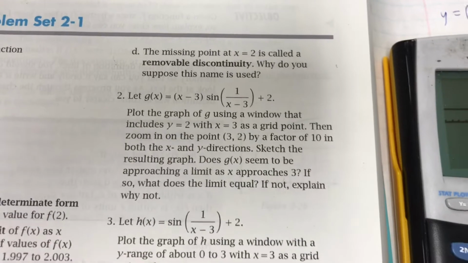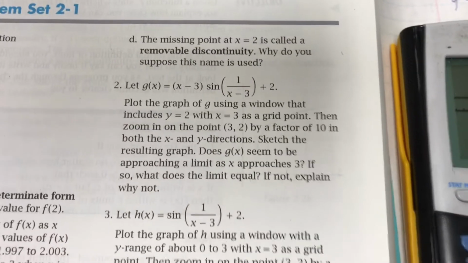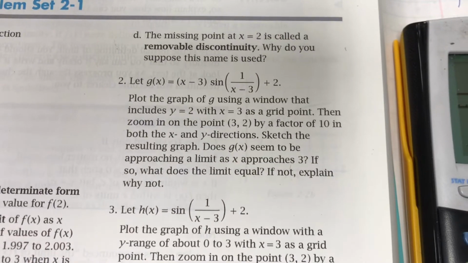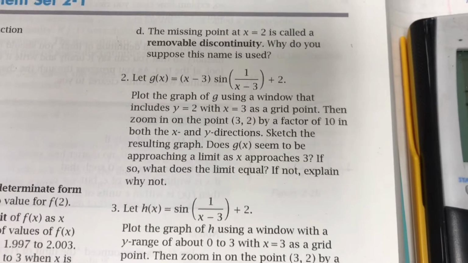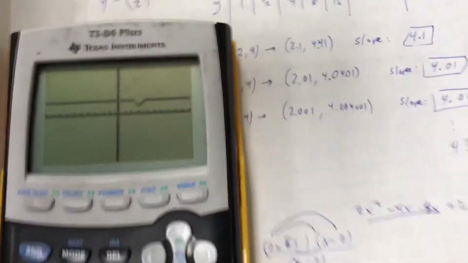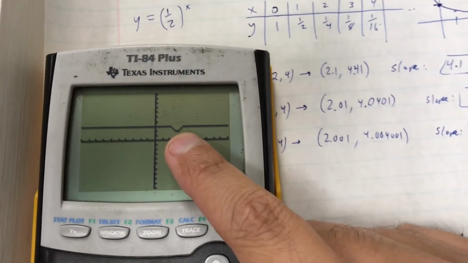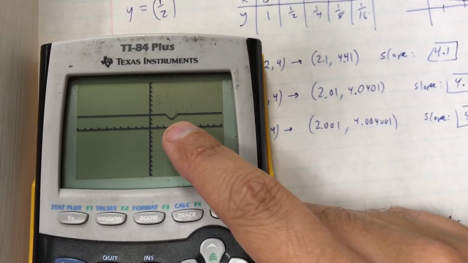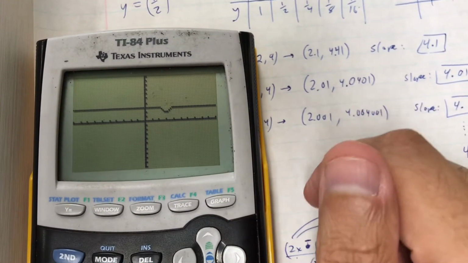zooming in, he says by a factor of 10. I think on TIs, if you hit the zoom button, it'll zoom in by a factor of 10. It doesn't really have to be exactly by a factor of 10. So anyway, I've put this in my calculator, and you can see here, you get this kind of weird graph. It doesn't look like there's an undefined place in it. There's just like this bump in the graph.